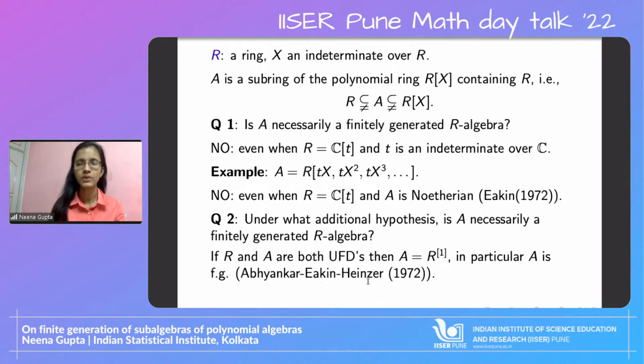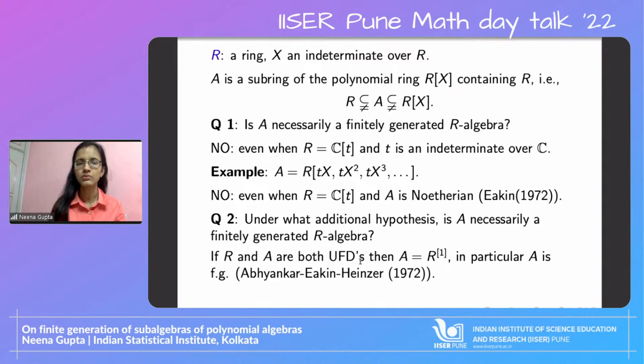This is a famous paper where they proved that if you assume that these subrings R and A are unique factorization domains, then A is actually a polynomial ring. So it's a very, very strong result: not only is A finitely generated, it's actually generated by just one more element. But you need the assumption that R and A are both unique factorization domains, then A is actually a polynomial ring. So this was the remarkable result due to Abhyankar, Eakin and Heinzer. This is what you know.